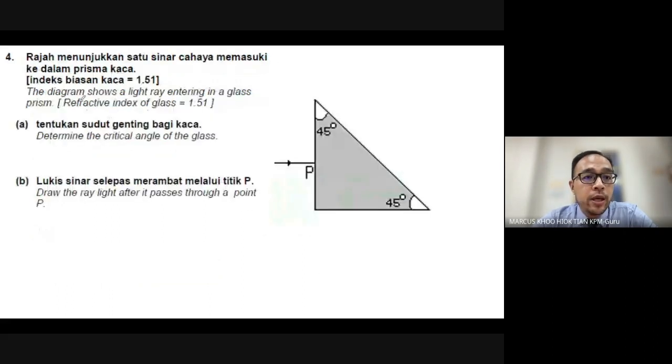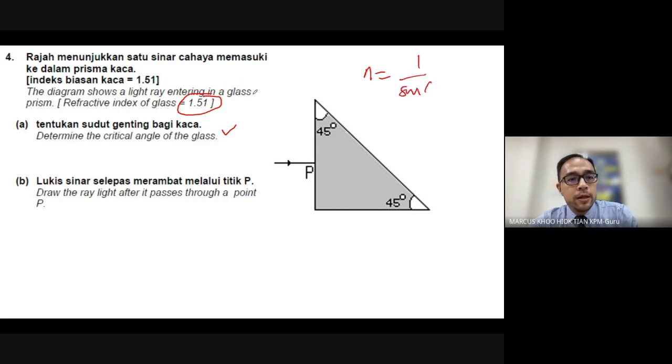Okay, next question. Same thing. Refractive index of glass is 1.51. Determine the critical angle of the glass. Let me give you the formula again. N equals 1 over sine C. Then tell me, what happens to the ray of light after this? Okay, go ahead. 20 seconds.